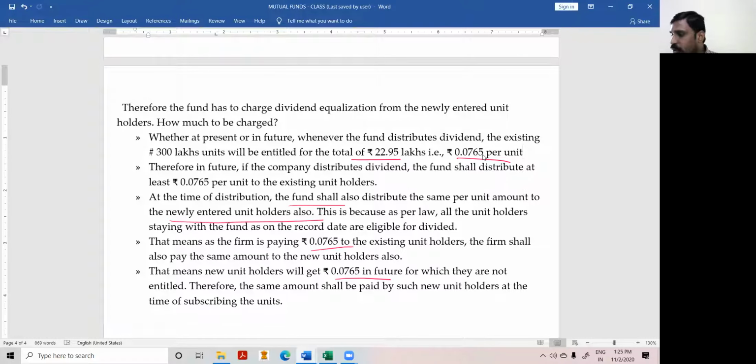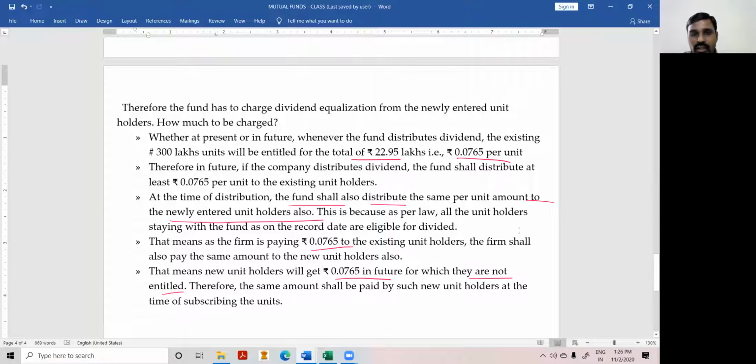The fund shall distribute to the new unit holders also, because as on the record date they are there, but for which they are not eligible. They are not entitled. So that means new unit holders will be getting 0.0765 per unit in future, for which they are not entitled. Therefore, they have to pay the same amount to the fund at the time of joining. Be clear, ma? So the fund has to collect the same amount from them. Okay, that is the point.